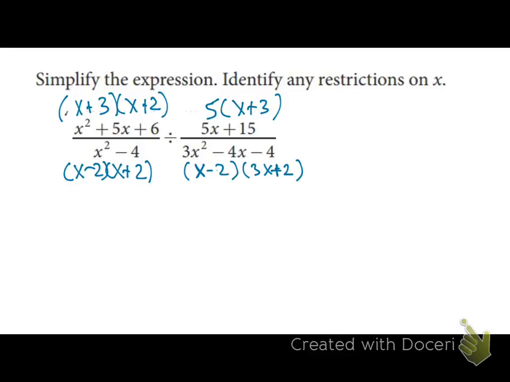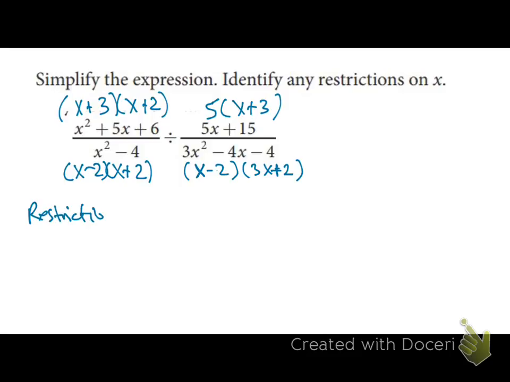If you multiply this out, you need a negative 4 back in the middle. So x times 2 would be 2x. Negative 2 times 3x would be negative 6x. So negative 6x plus 2x would be negative 4x. You should have done that when you were doing your x method. Okay, so give me the restrictions.